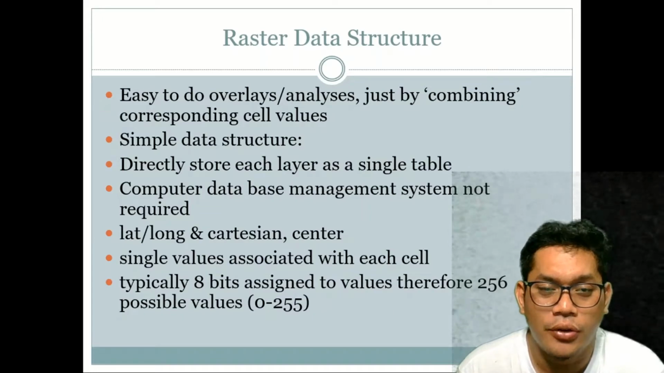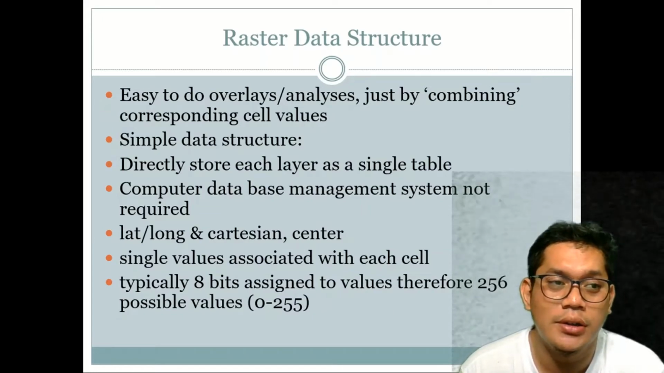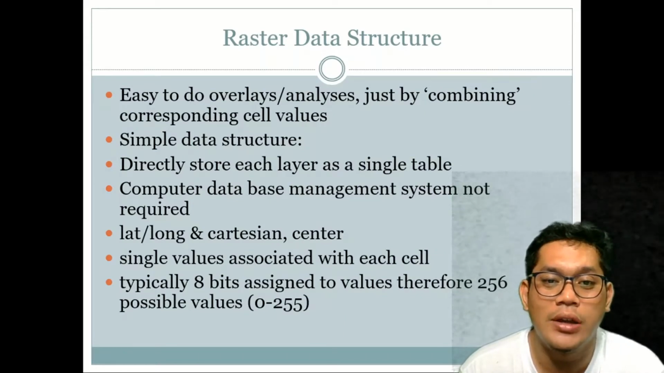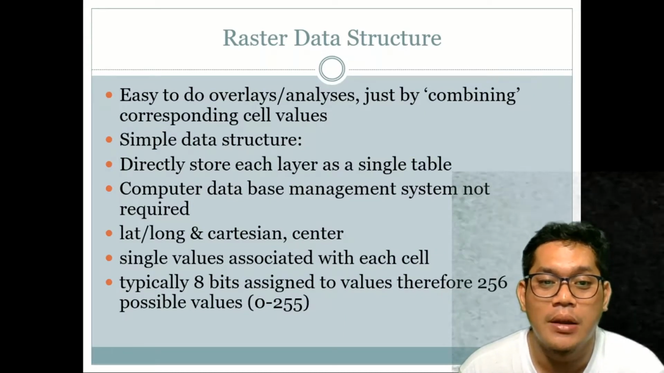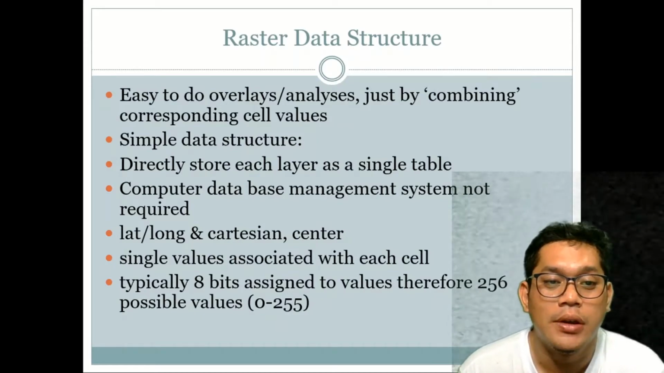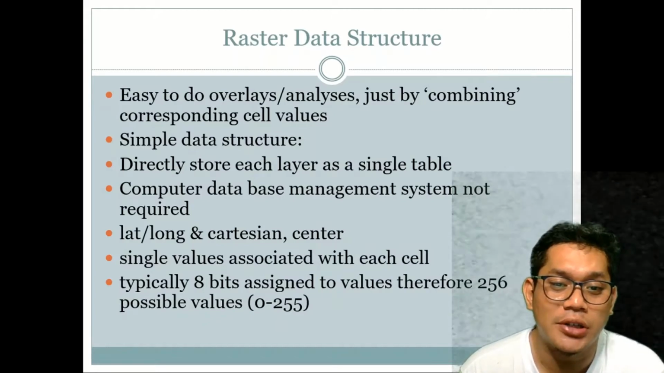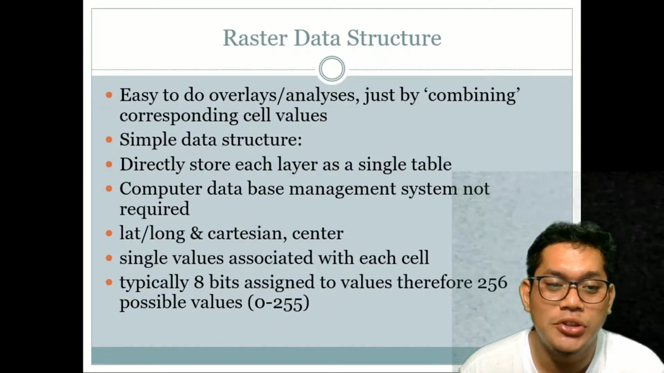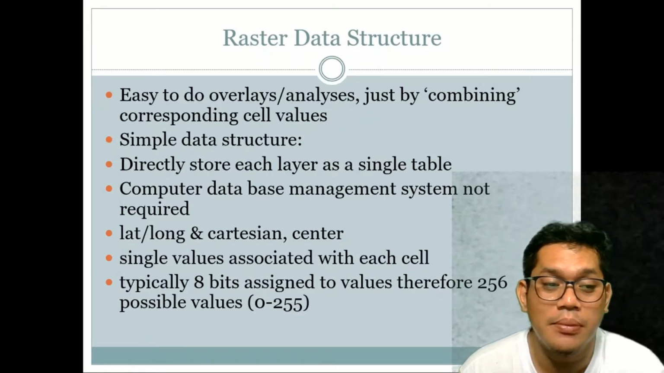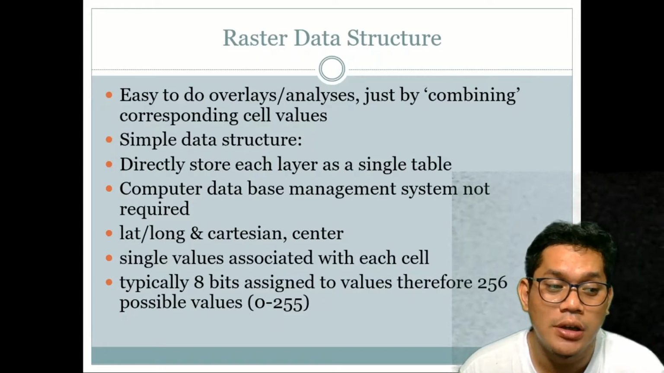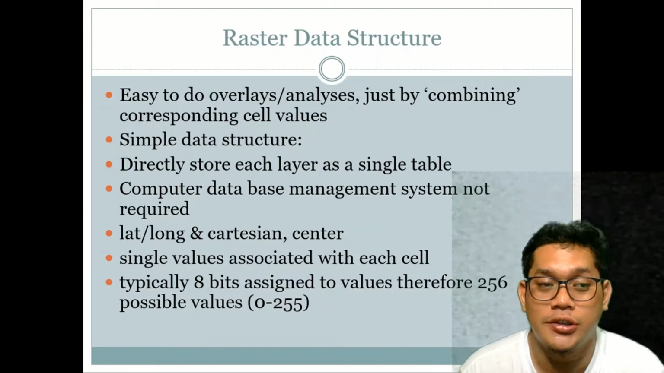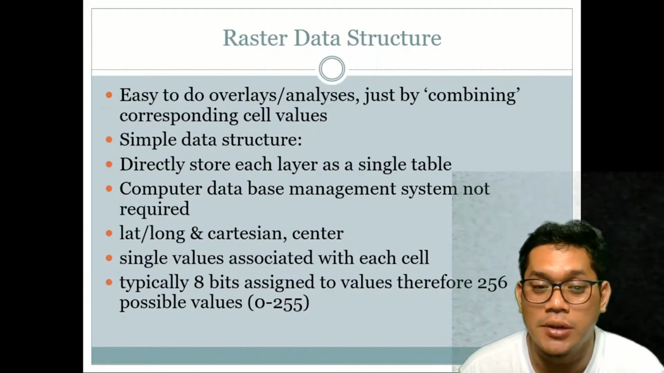And the raster data is very simple, very straightforward. It doesn't have any database, doesn't have any topology, and so on. So it's easy to do overlays or analysis, where you can just combine and come up with simple analysis and more. And it is a simple data structure where most of the information is directly stored in each layer as a single table, and it doesn't keep variables which are long characters or long integers. It only keeps codes, in simple integers.